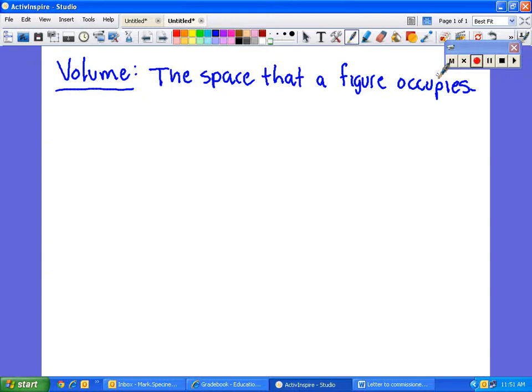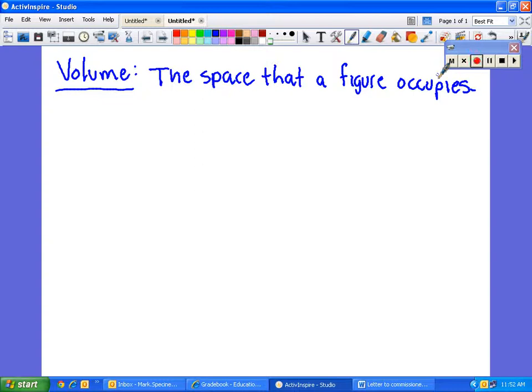Surface area measures the outside of a figure. Volume measures the inside. When we talk about area, we use square units because we're multiplying in 2 dimensions, length times width. Even though it's a 3-dimensional figure, we're multiplying 2-dimensional sections of it. When we find the area, we're finding a series of 2-dimensional shapes. Volume, we measure the inside.